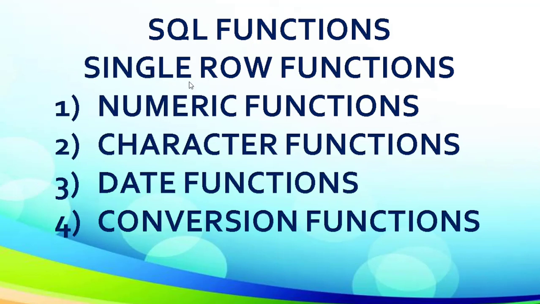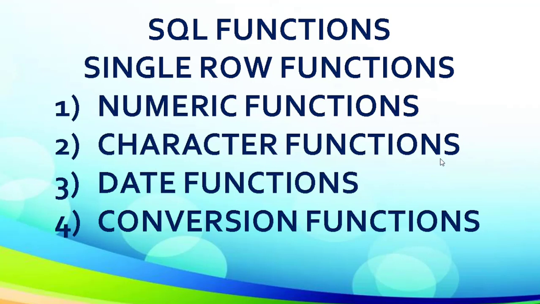Next question which can be asked is single row functions. Under single row functions, there are different functions, that is numerical function, character function, date function, and conversion functions. In numerical functions, you have different functions like absolute function, ceil function, floor function, round function, truncate function. These are the different functions in numerical functions.